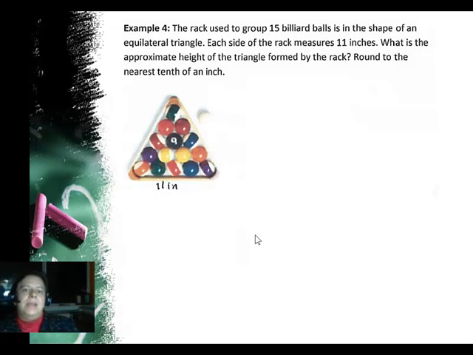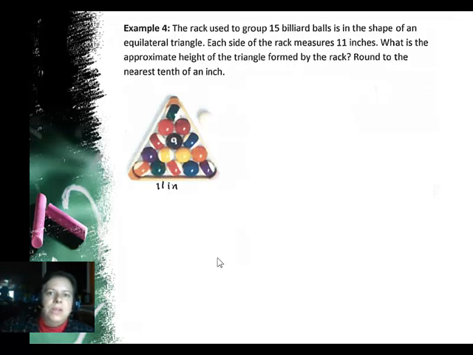In our last example, we're looking at a billiard ball rack, and it's got 15 billiard balls in it in the shape of an equilateral triangle. And you're probably going, wait a second. This was right triangles. Equilateral triangles are not right triangles. Well, let's keep going on and see how this works out.